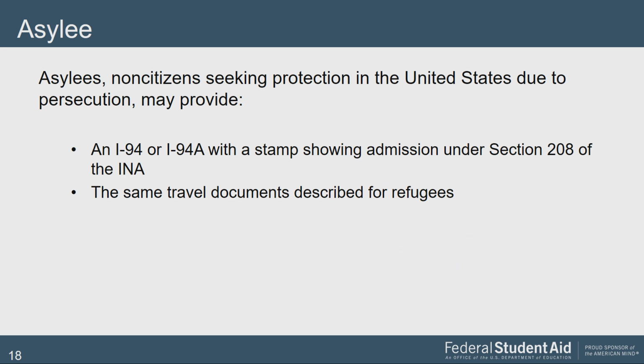An asylee is generally an individual who fits the definition of a refugee but is already present here in the United States or is seeking admission at a port of entry. They will also generally have an I-94.